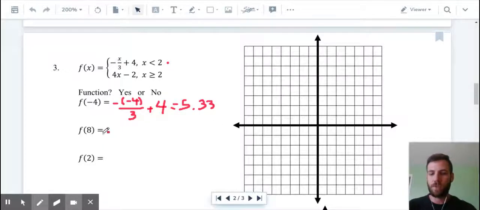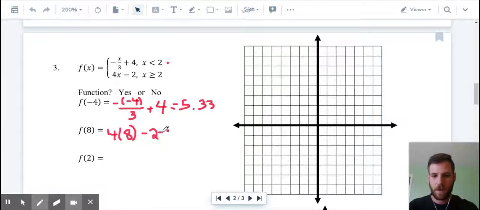In problem 2, we need to evaluate our function at x equals 8. 8 fits into the second one, because 8 is greater than or equal to 2. So I just need to put 4 times 8 minus 2, and 4 times 8 minus 2 is equal to 30.